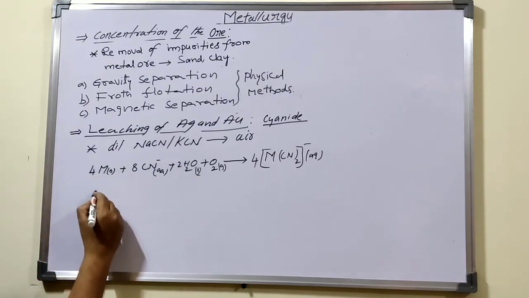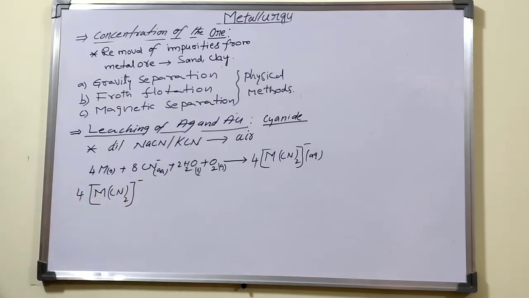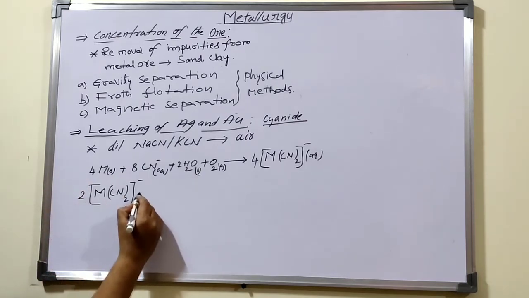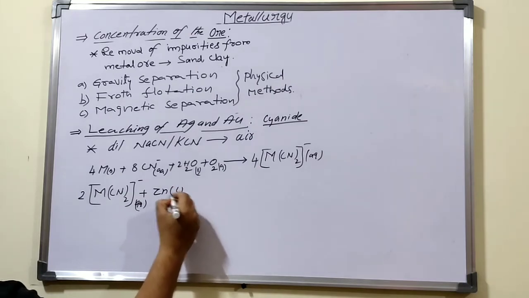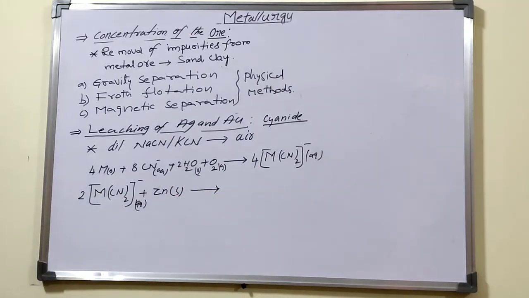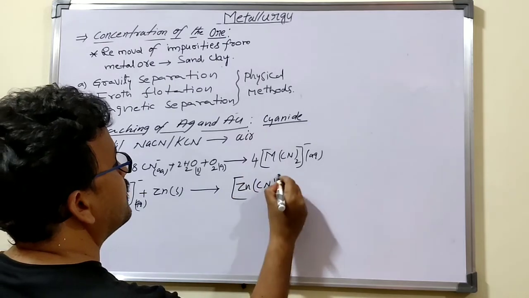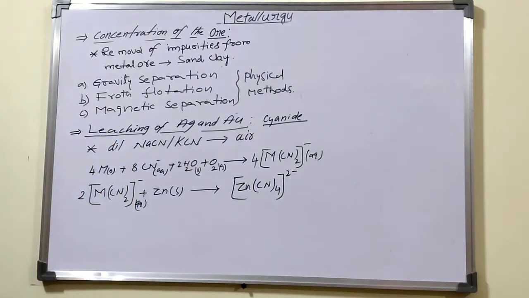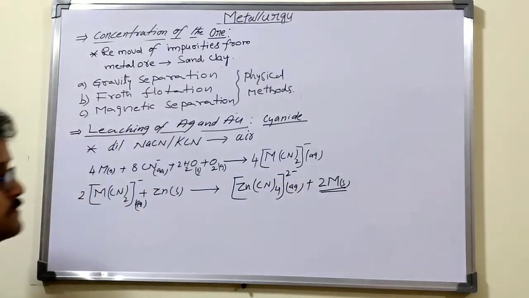This metal cyanide complex is further treated with zinc metal. This is in aqueous form and this is in solid form. When zinc is treated with this metal cyanide complex, you are getting zinc cyanide complex, which is in aqueous form, and concentrated metal is going to be collected here. This is leaching of silver and gold.